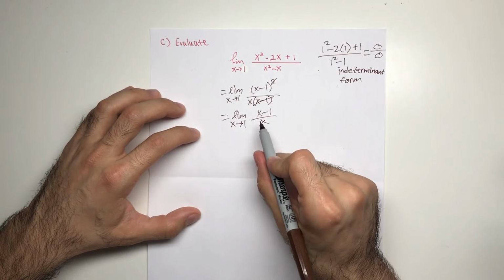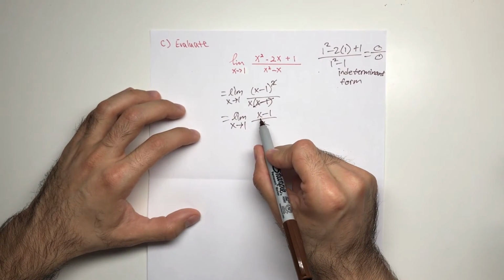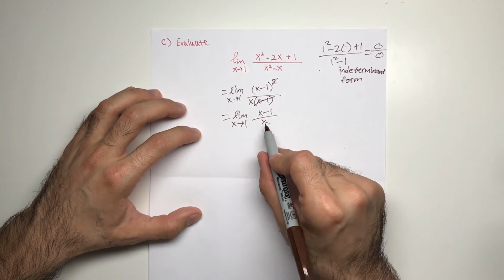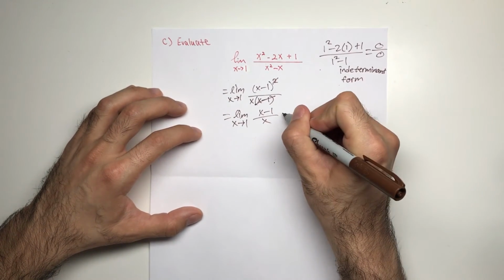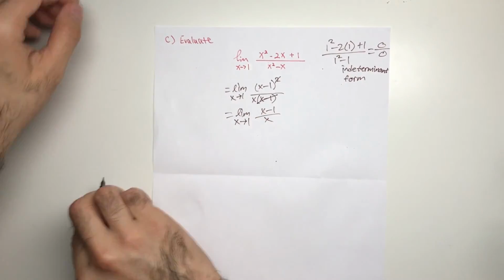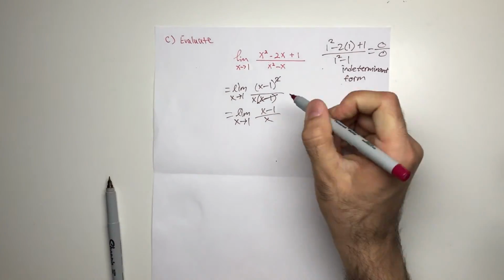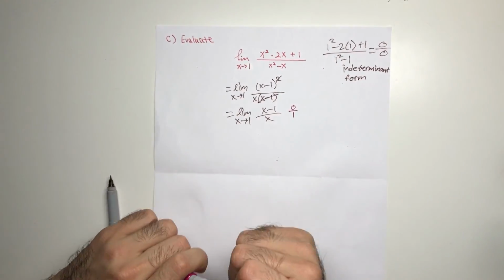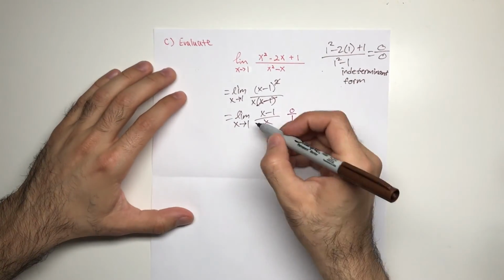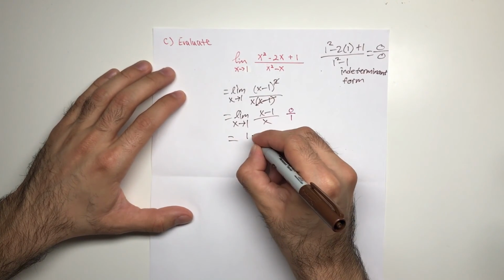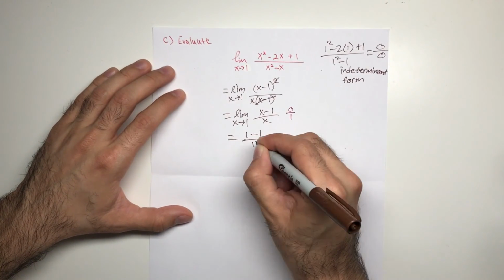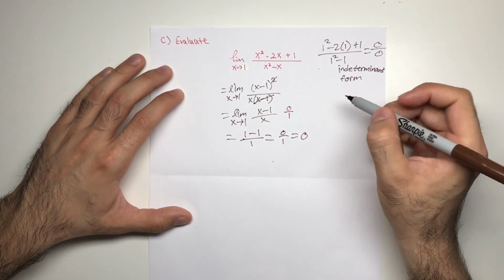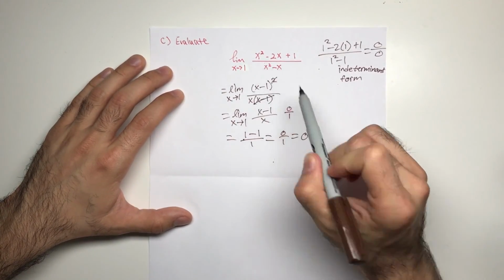Now if we plug in 1, 1 minus 1 in the top gives you 0, and in the bottom we get 1. That's much better. We get 0 over 1, which is something we can handle. That's just 0. So 1 minus 1 over 1 is equal to 0 over 1, which is equal to 0. So the limit of this function as x approaches 1 is just 0.